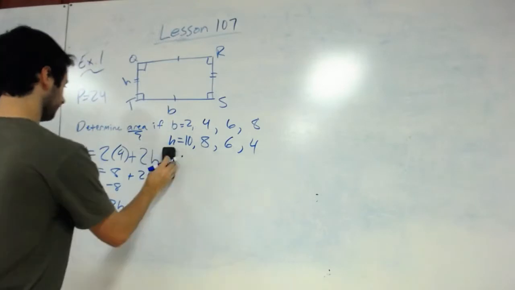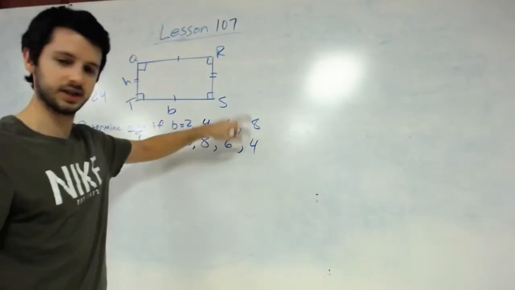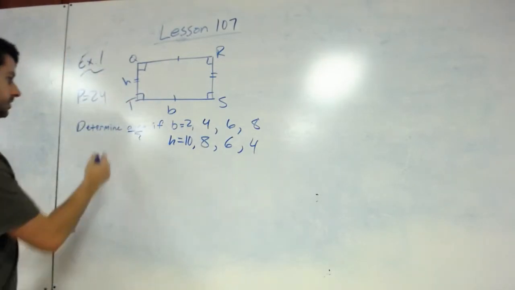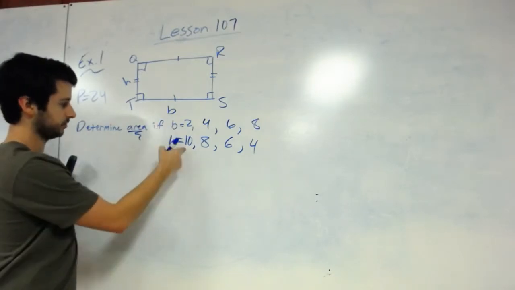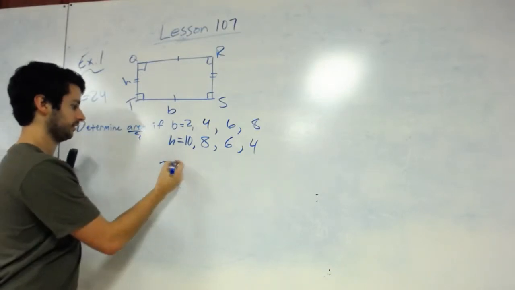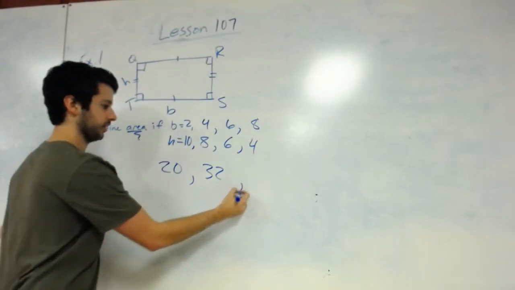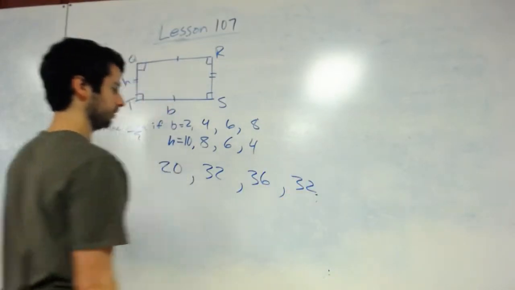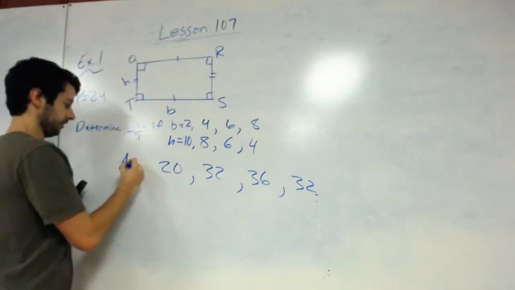So I'm going to erase this now. All right, hopefully you understand. I just fast forwarded there, and hopefully we understand the math. Now I want to determine the areas of each of these. The first one, 2 times 10, that would be 20. The second area would be 32, 4 times 8. The third area would be 36. The fourth area would be 32. So these are each of the areas.